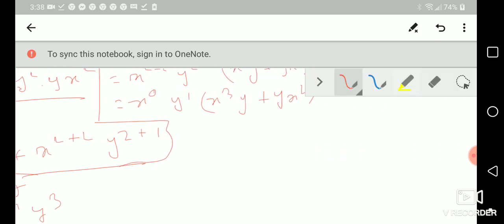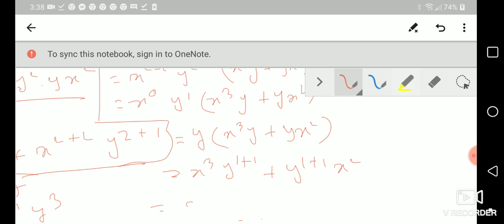As we learned in the beginning of the lecture, x to the power 0 is going to be 1, so the only thing we are left with is y, and we have x3 and y x2. So we are only left with y outside of the bracket, so we'll multiply x3 y1 plus 1 and y1 plus 1 x2. So the final answer will be x3 y2 x2 y2.